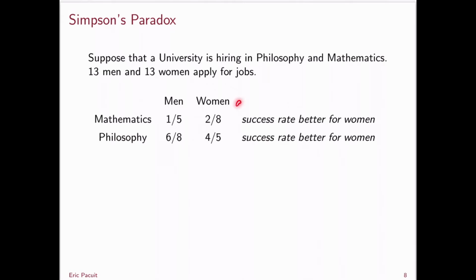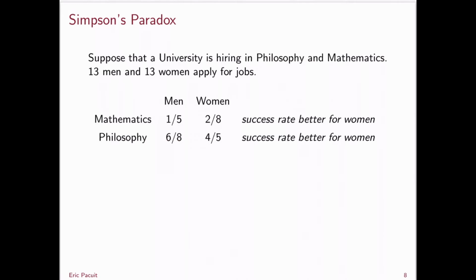For the women, let's say 8 women applied for the job, but only 2 got it. So 2 out of 8 women got the job. But 2 out of 8 is greater than 1 out of 5, so the success rate is better for women in the mathematics department. What about the philosophy department? Well, in the philosophy department, 8 men applied for the job and 6 of them got it. So that's 6 out of 8 of them got the job.